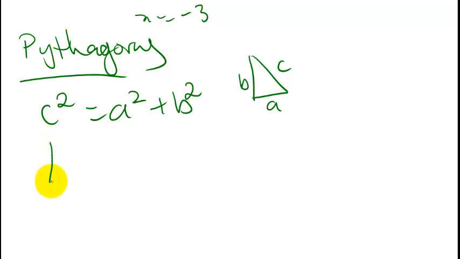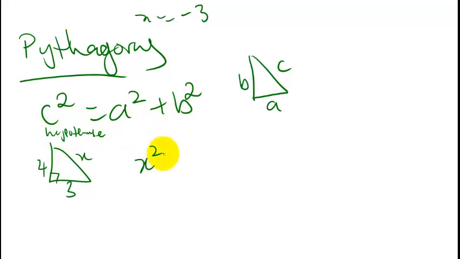If I gave you a triangle and I told you that's 4 and that's 3, let's find this hypotenuse. We'll label it as x, for instance. So x squared, because that's the hypotenuse, opposite the right angle. C stands for the hypotenuse, and the other sides don't matter as long as they're the sides. So x squared equals 4 squared plus 3 squared. What's 4 squared? 16. 16 plus 9 is 25.